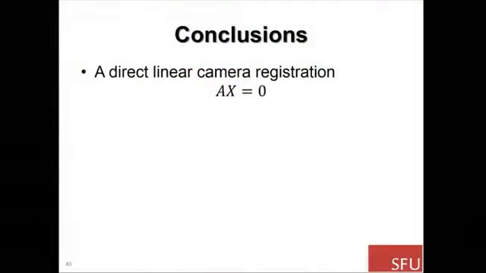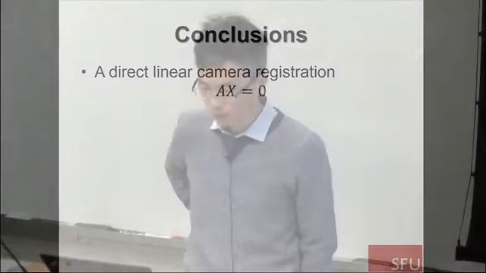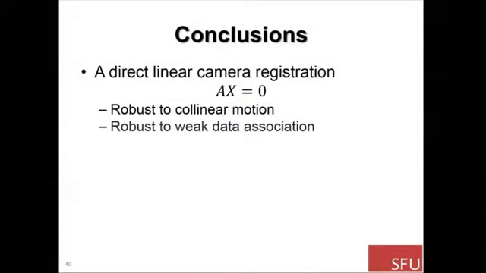So to summarize, I have talked about a direct linear formulation for camera registration. Basically, the problem becomes very simple, just the linear equation AX equal to 0. This formulation is robust to collinear motion, and it's robust to relatively weak data association.